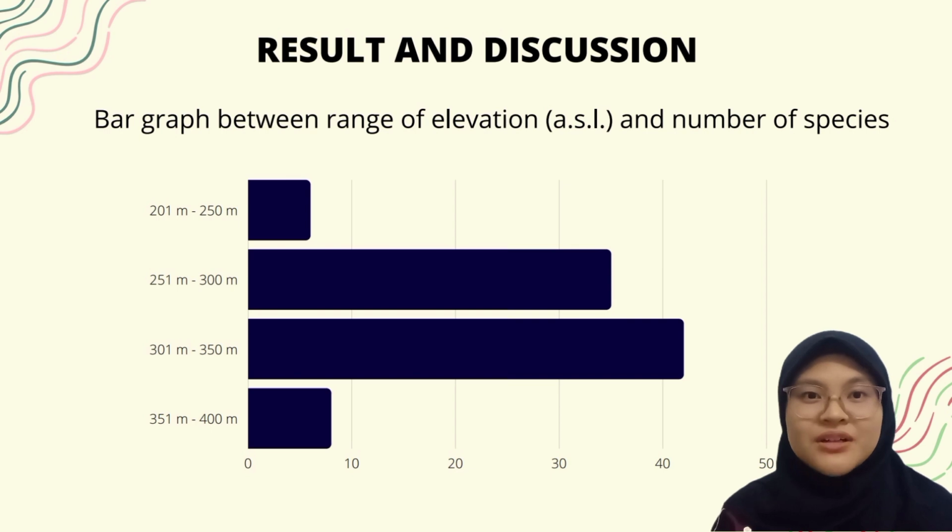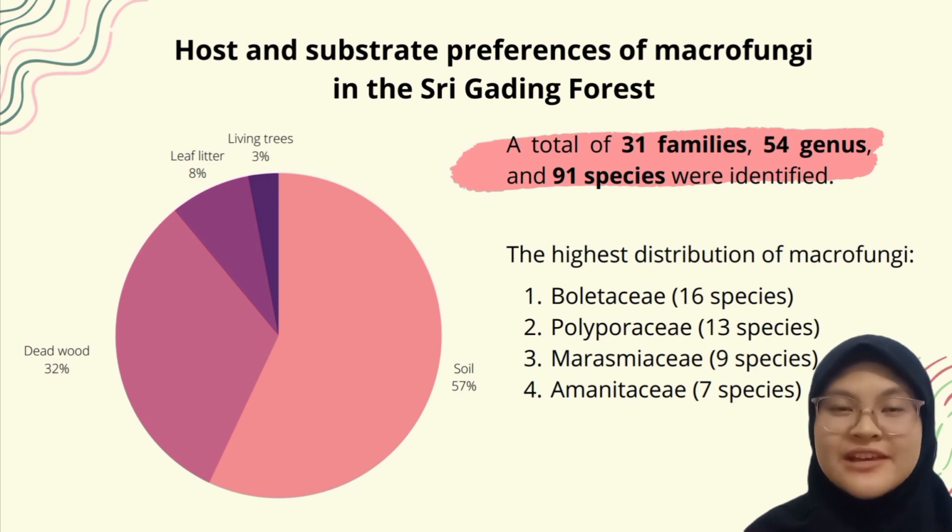In this study, the least number of species were noted at the lowest elevation, 201 meters to 250 meters, and the highest elevations, 351 meters to 400 meters. In contrast, middle elevations 251 meters to 350 meters recorded a high number of species. The probable factors are varied, such as humidity, type of trees, microclimates, and their host and substrate, apart from elevation itself. A total of 31 families, 54 genera, and 91 species were identified.